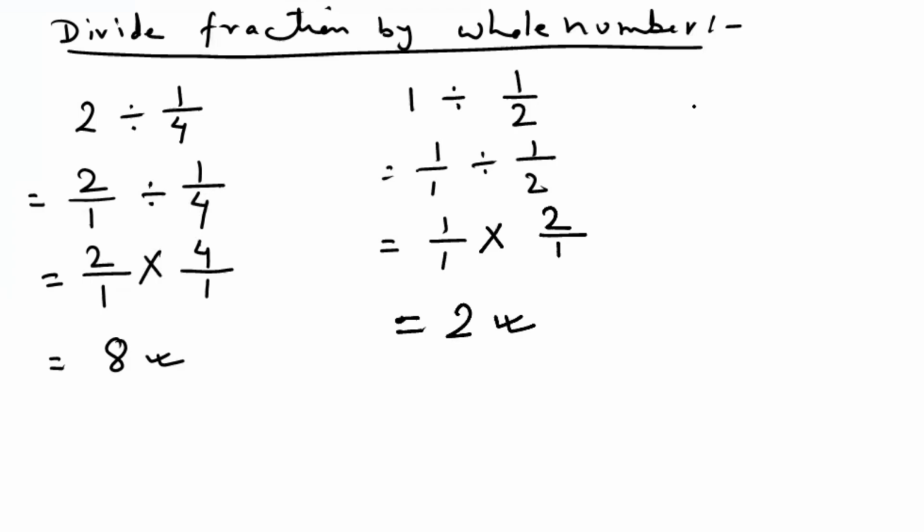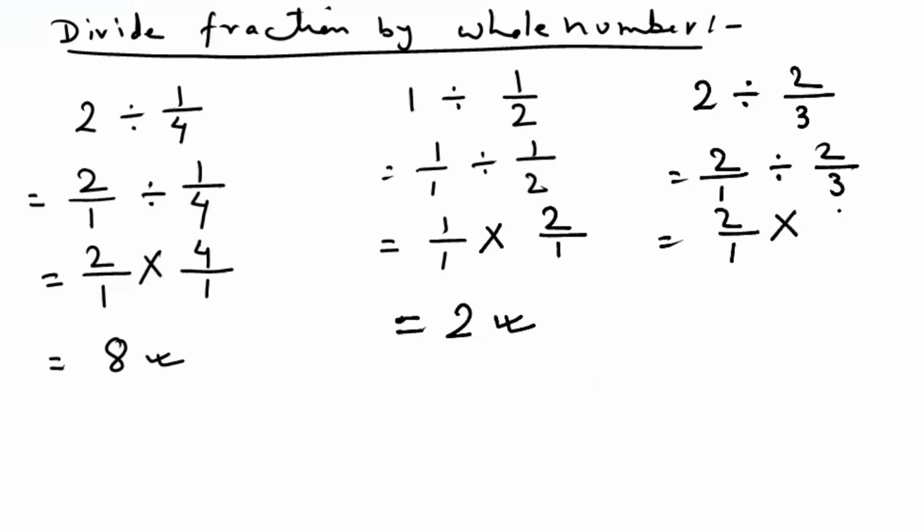Take the last one, 2 divided by 2/3. We have to make the whole number a fraction by adding 1 in the denominator. Then the first fraction will be as it is, divide will change into multiply, and the second fraction will flip. It will become 2 times 3, which is 6/2. We can further simplify it to 3.